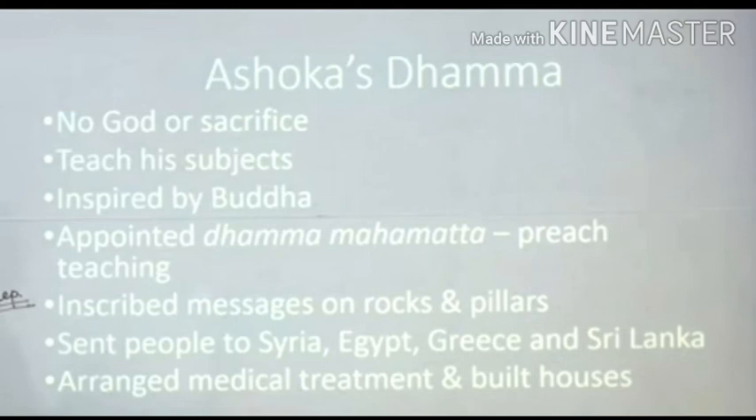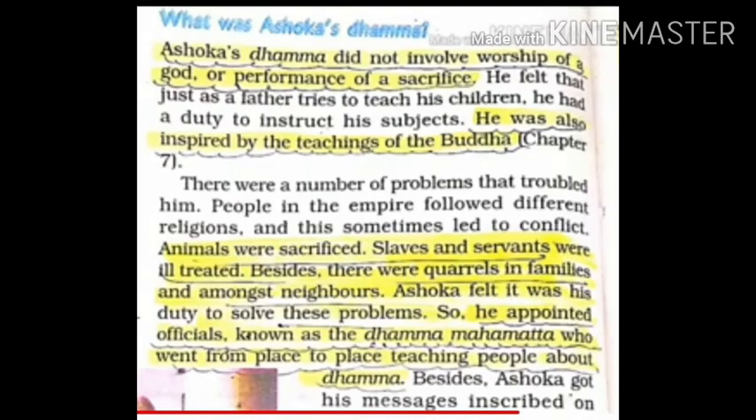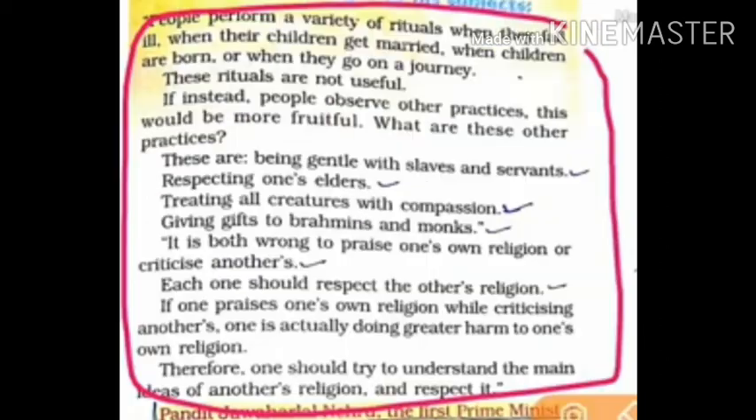There were a number of problems that troubled him. People in the empire followed different religions, and this sometimes led to conflict. Slaves and servants were ill-treated. There were quarrels in families and among neighbors. Ashoka felt that it was his duty to solve these problems. So he appointed officials known as Dhamma Mahamatta, who went from place to place teaching people about his Dhamma.